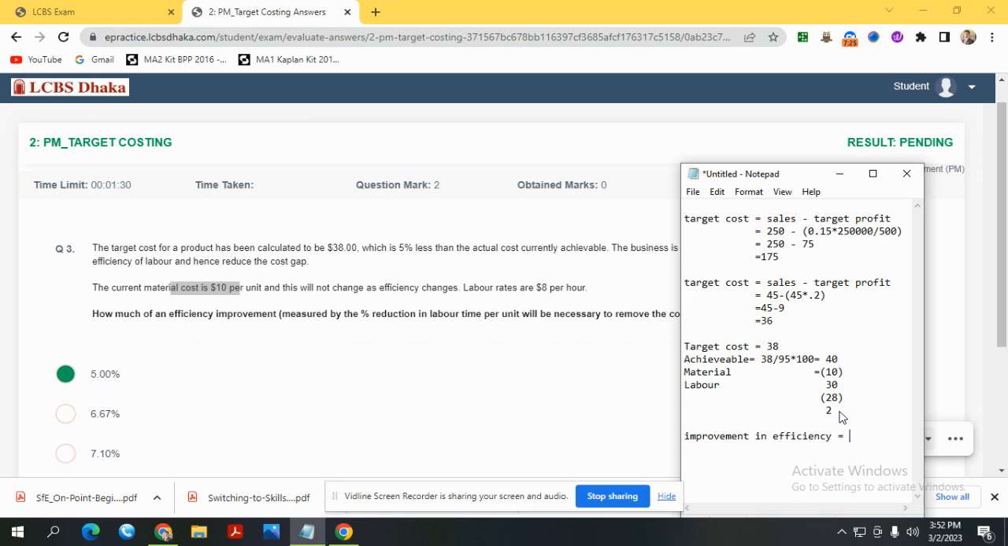So improvement in efficiency is, I have to reduce $2 out of $30 into 100. So how much percent improvement do I get? My improvement comes to 6.67%.